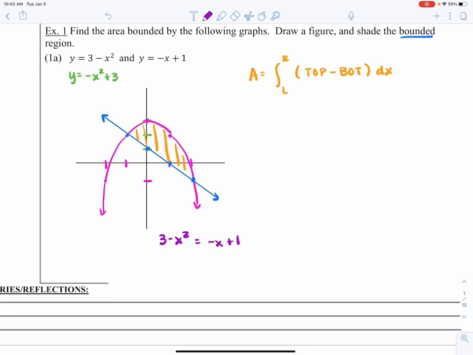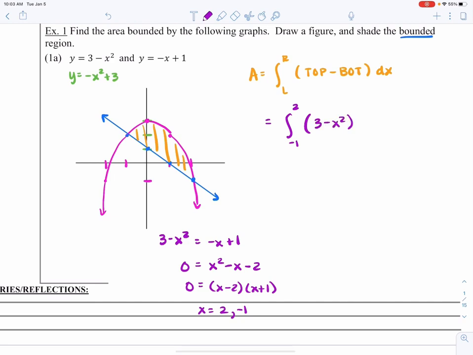So if I set these two functions equal to each other, and get everything on one side, I have a positive x squared minus x minus 2, which does factor into x minus 2 and x plus 1, which aligns with our current graphed points of intersection of 2 and negative 1. That means my integral will go from negative 1 to 2. The top function is the parabola, so 3 minus x squared. The bottom function is the linear function, and we need a set of brackets to bound this with a dx.